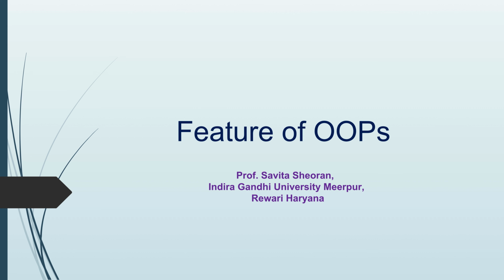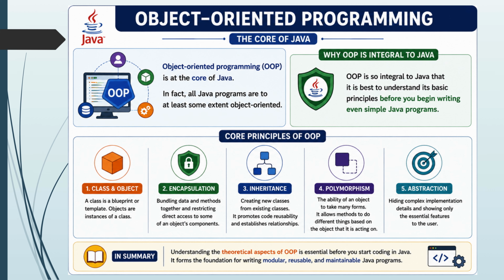Hello everyone, let's discuss the features of object-oriented programming. Object-oriented programming is at the core of Java. In fact, all Java programs are to at least some extent object-oriented. Why is OOP integral to Java? OOP is so integral to Java that it is best to understand its basic principles before you begin writing even simple Java programs.